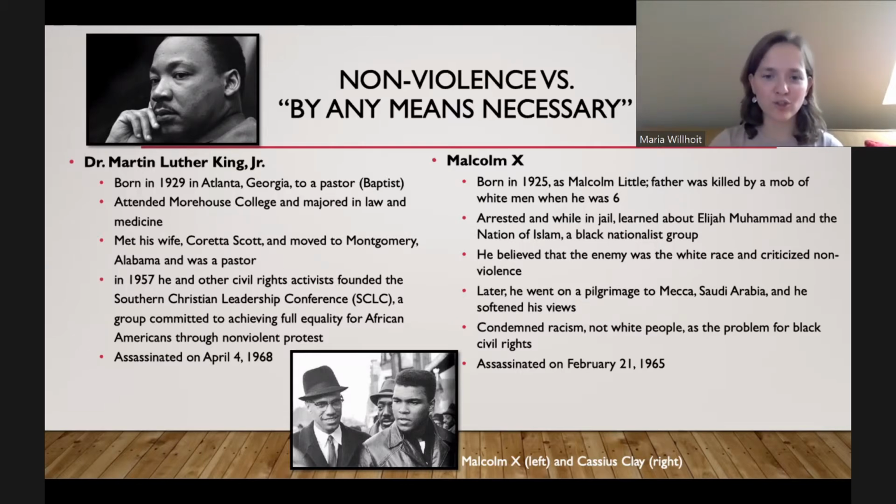And here's a picture, just so you know, of Malcolm X to the left here. This is what he looked like. And this is actually Muhammad Ali, or Cassius Clay, as he was known before he converted to Islam. And this is Martin Luther King here on the left, a photograph of him.